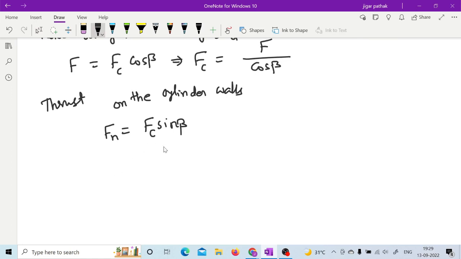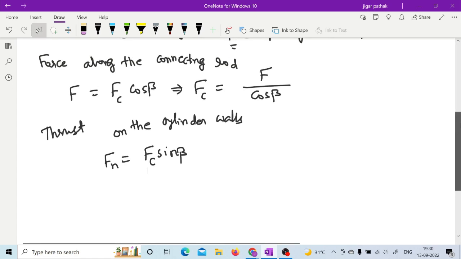So Fn can be represented with... sorry, the force against, what was written above, this is force along the connecting rod. Force along the connecting rod, write from here.